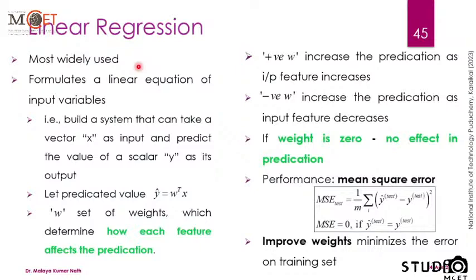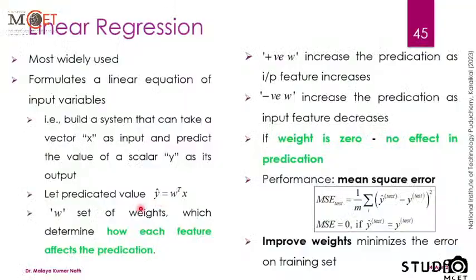So in this case, we have to formulate a linear equation from some input variables. That means we have to build a system that can take a vector x as input and predict the value of the scalar y. So this y is nothing but your prediction. This prediction can be represented as y hat equals w transpose x. So what is this x? This x is nothing but your input, and y hat is your prediction. And this y hat depends upon the parameter w, that is nothing but your weights.